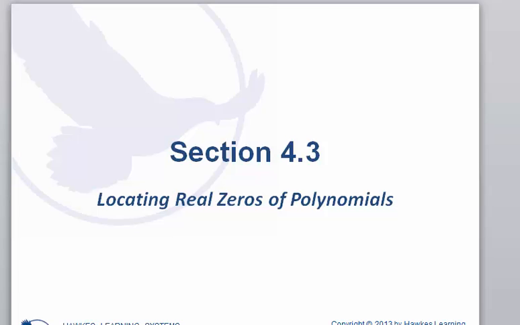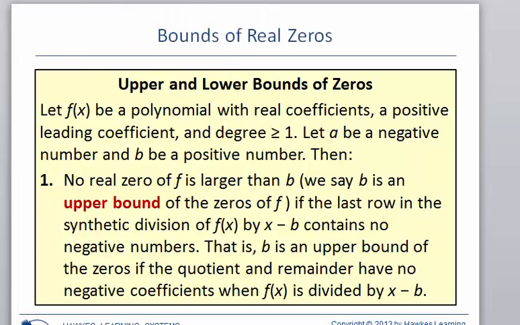We'll now continue our discussion of section 4.3 and discuss ways to locate real zeros of polynomials. We're going to look first at what is called an upper or a lower bound of the zeros. If we have an upper bound of the zeros, we're saying that there's no zero that's any larger than this upper bound. Or if we have a lower bound, we're saying that there's no zero that's less than this lower bound. So it gives us a range of numbers that could be used for the zeros of the polynomial.